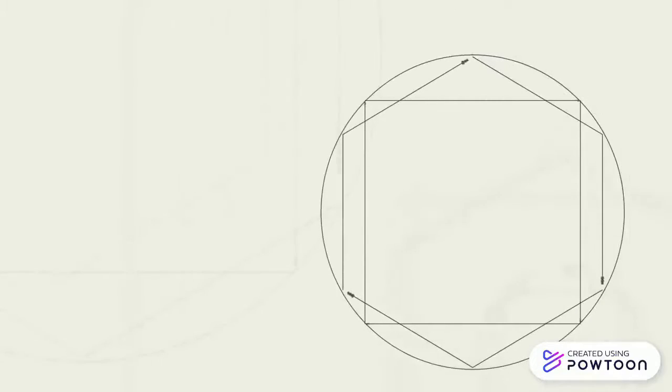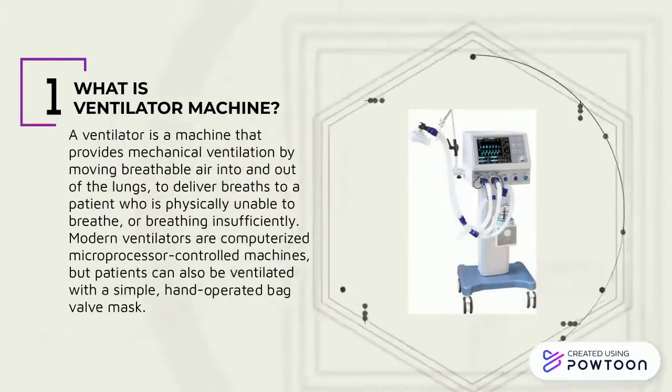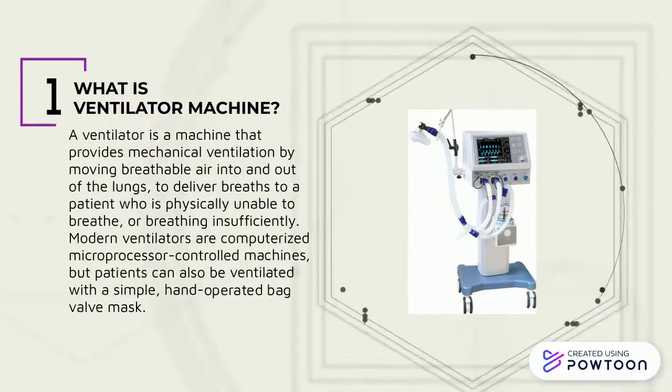Next, we have the ventilator machine. What is a ventilator machine? A ventilator machine provides mechanical ventilation by moving breathable air into and out of the lungs.